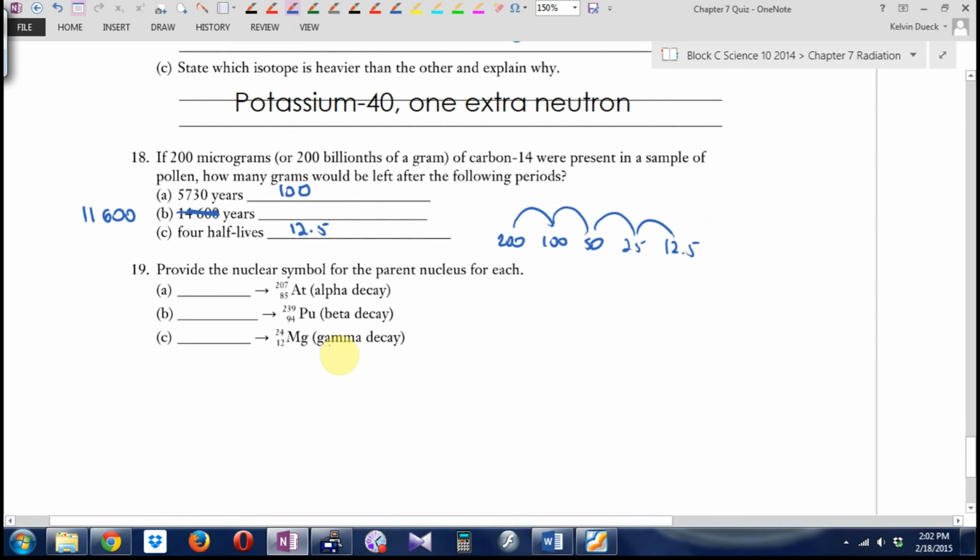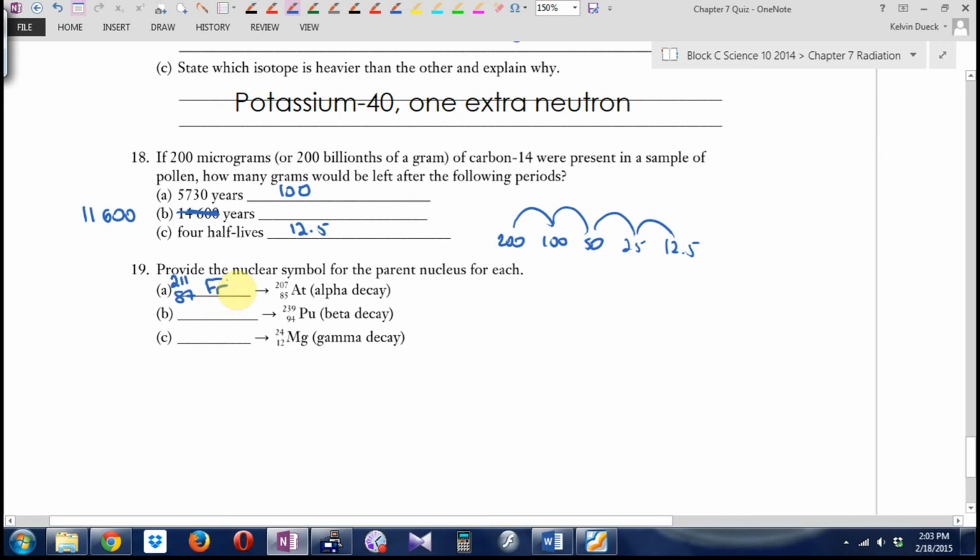Provide the nuclear symbol for the parent nucleus. So if this has had alpha decay, that means it's lost a mass of 4. It was once 211, and it used to be 87. And 87 is element number francium.